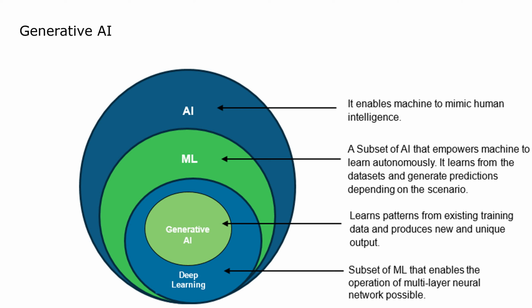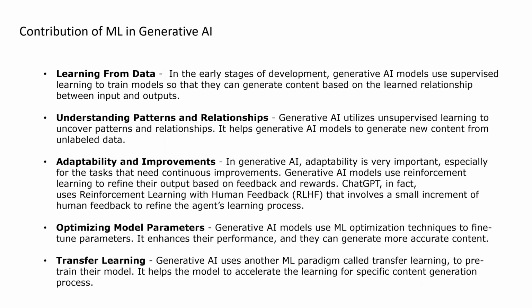And then we have generative AI, which is part of deep learning. Generative AI learns the patterns from existing training data and produces new, unique output. Deep learning is a subset of ML and enables the operation of multi-layer neural networks.